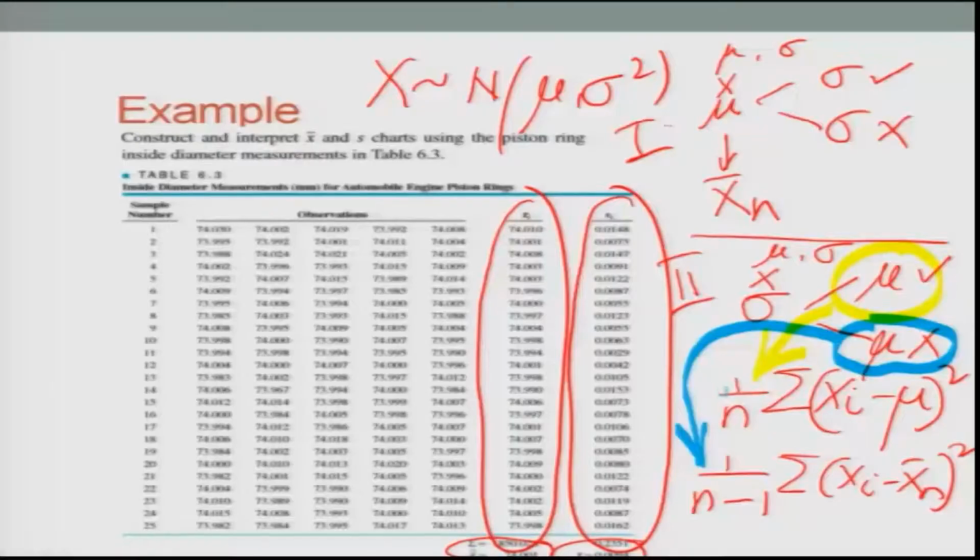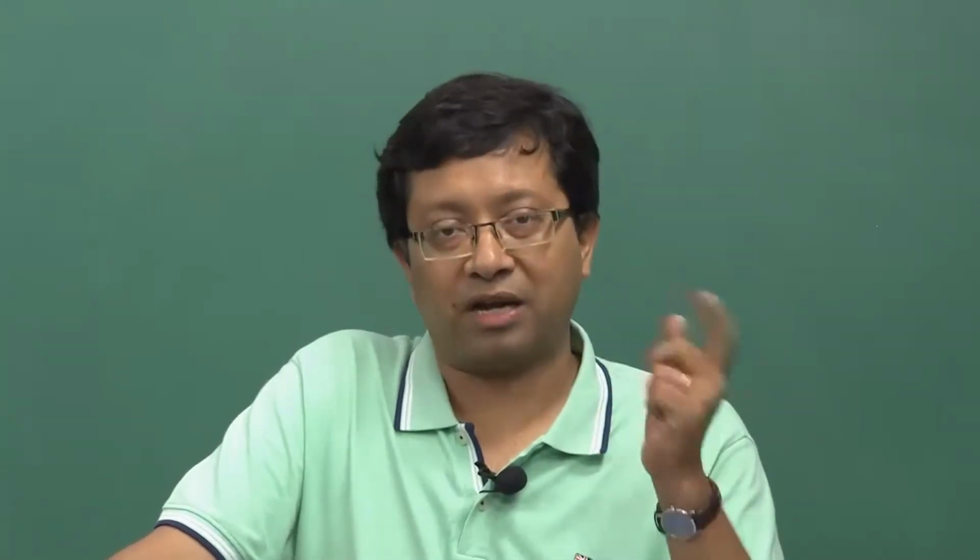And remember these formulas which I have given here. The first one and the second one are extensively used to find the sample variance, provided the population mean is known in the first case, and provided the population mean is not known in the second case, where we replace the population mean by the sample mean, x bar suffix n.